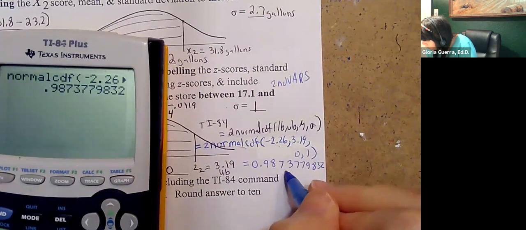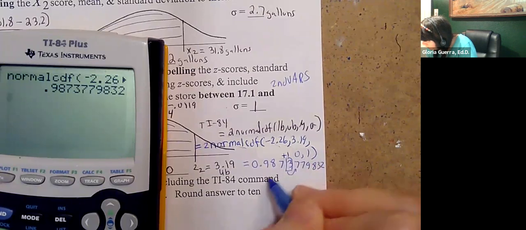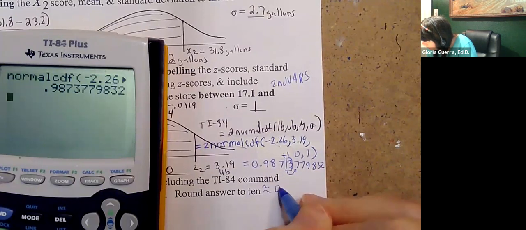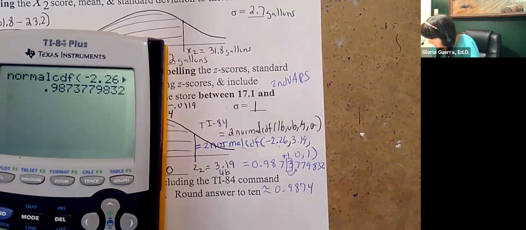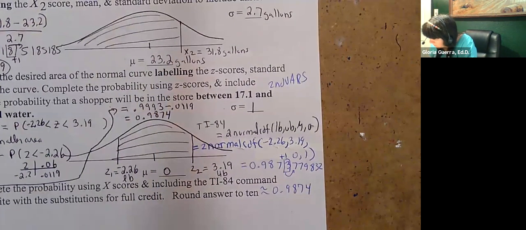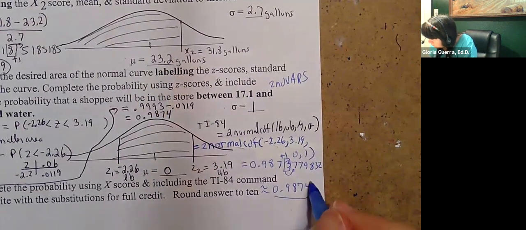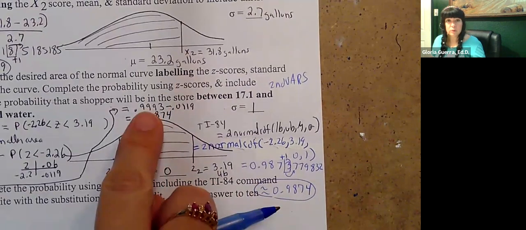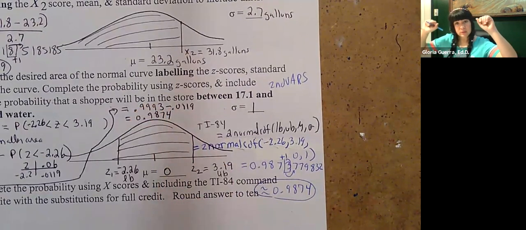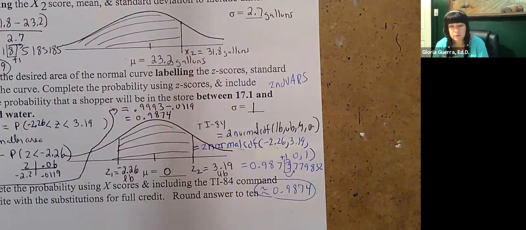One, 2, 3, 4. Is that 5 or more? Yes, it is. So that's 0.9874. And that does match that. Okay. Sometimes they might be a little bit off, but I think most of the time they'll be the same.